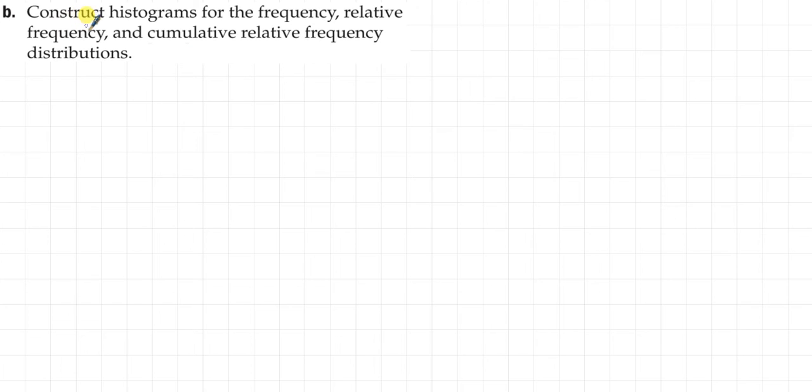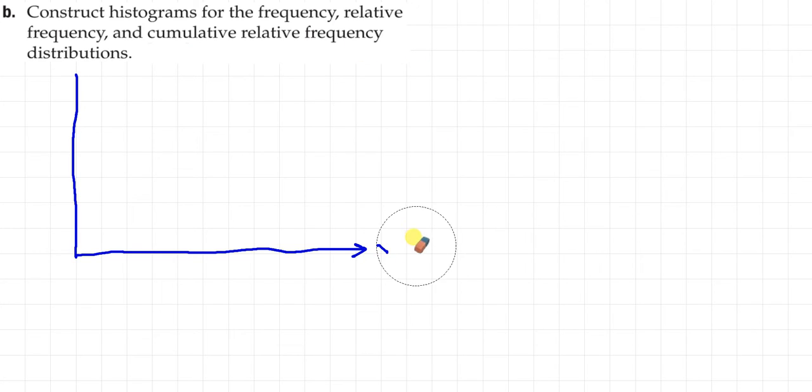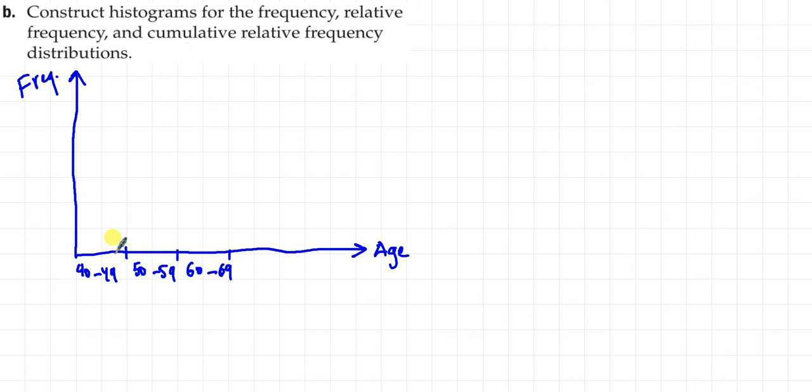B, we have to construct histograms for the frequency, relative frequency, and cumulative relative frequency. So for the frequency, this is the y-axis, and this is the x-axis here. Or we don't call it x. The frequency is over here. Here are the ages, and here we have to put the classes. The first class was 40 to 49, second was 50 to 59, and the third was 60 to 69. And we have to draw the bars.